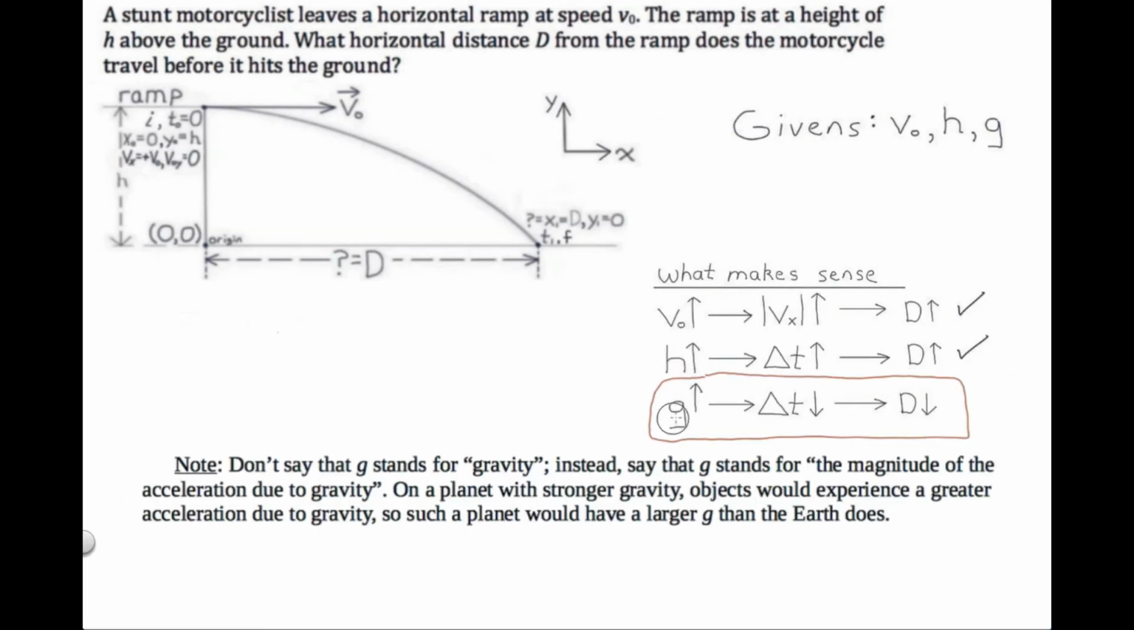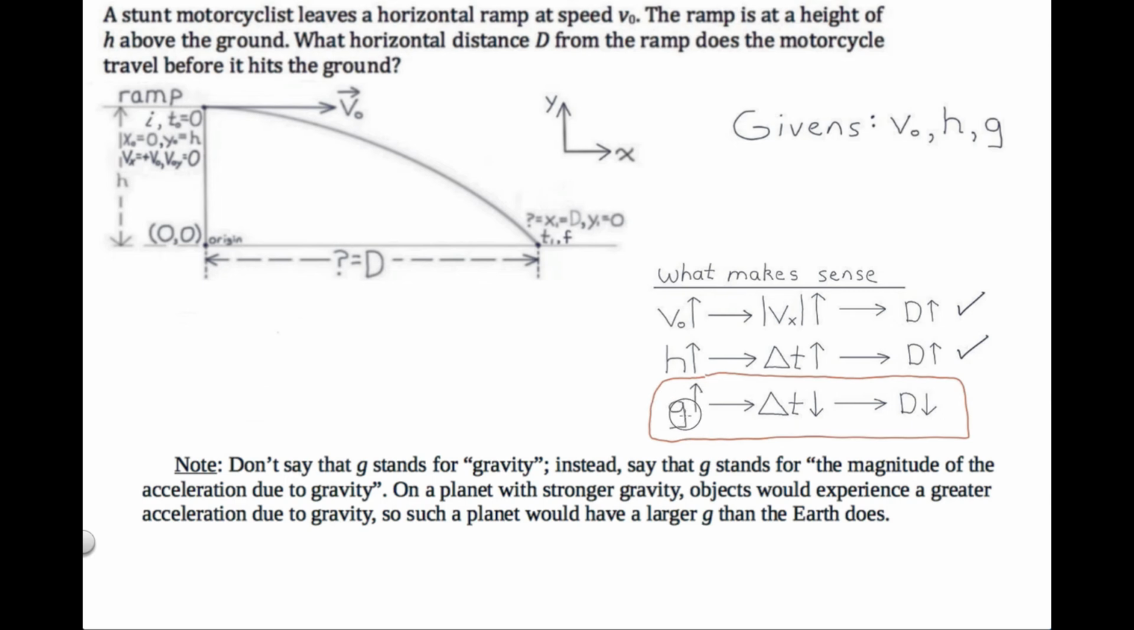Remember that little g stands for the magnitude of the acceleration due to gravity. Little g is usually considered to be a physical constant, so how could we increase little g? The answer is that we can change little g by redoing the experiment on a different planet. If we redo this experiment on a planet with stronger gravity than the Earth, then on that planet the motorcycle will experience a larger little g.